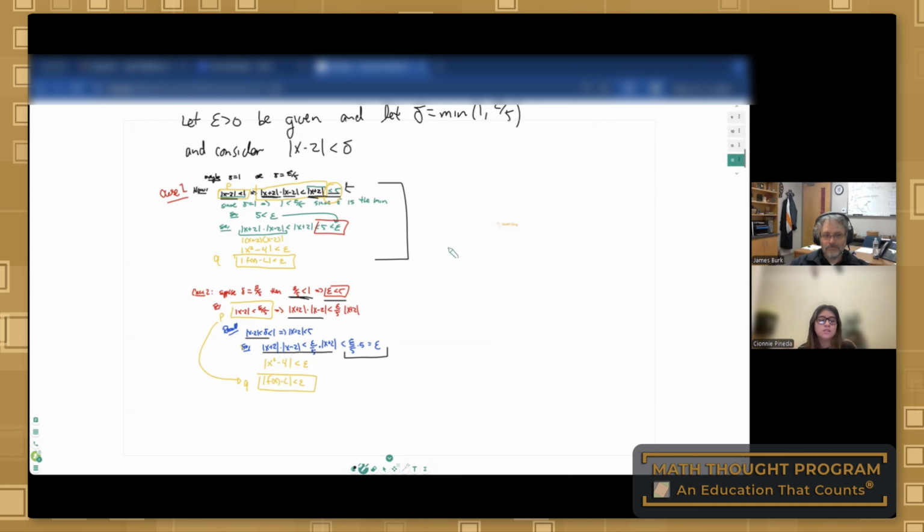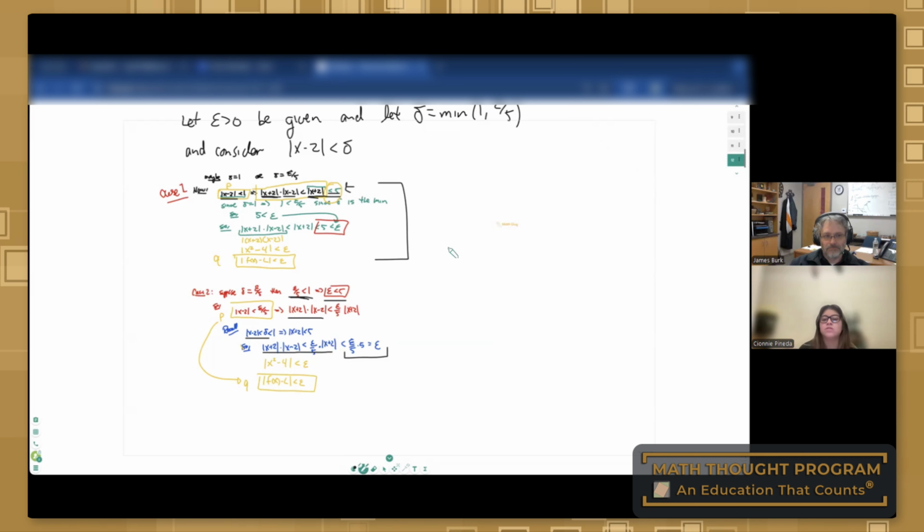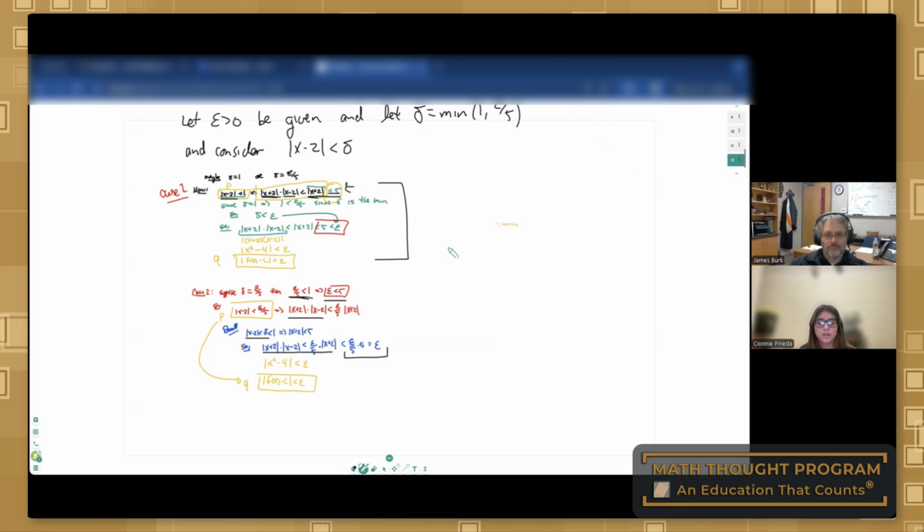And then at the end, tying it all back into what the |f of x minus L|, which is |x squared minus 4|, is less than epsilon, then we're proving that other part of the Q statement for the epsilon over 5. Yeah. Good, good.